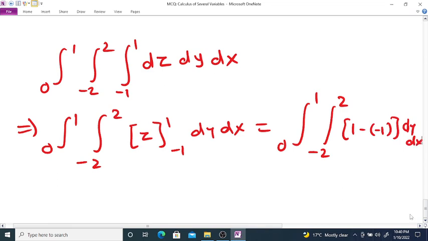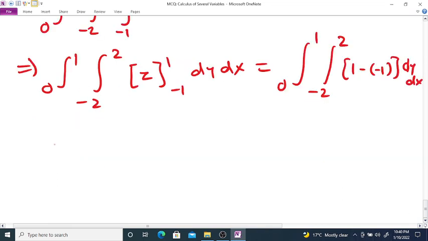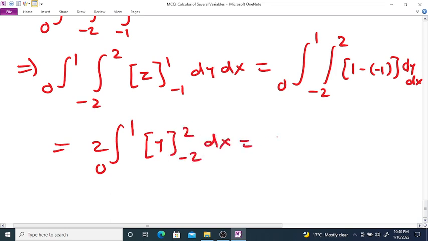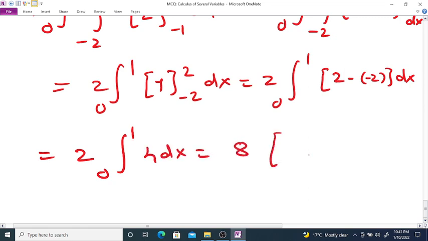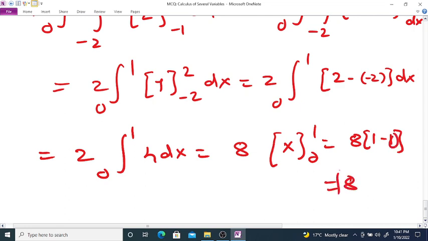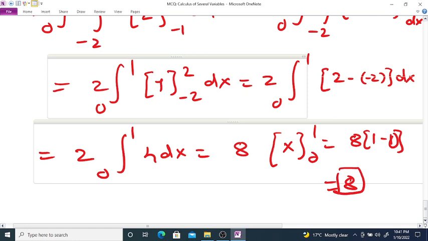So it is equal to the integral from 0 to 1 of 1 minus minus 1, which is 2, and the integration of dy is y from minus 2 to 2, dx. Again this is equal to 2 times the integral from 0 to 1 of 2 minus minus 2 dx. So it is equal to 2 times the integral from 0 to 1 of 4 dx, which is equal to 8 times the integration of dx, that is x from 0 to 1. So the answer is 8 times 1 minus 0, which is equal to 8. So the value of this triple integration is 8.